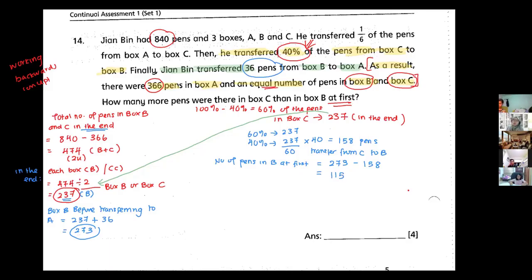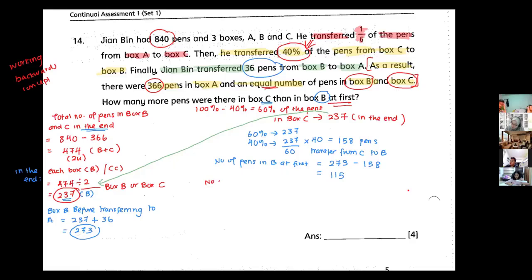Do I stop there? No, because I'm not done yet. Now I have my B already, but I don't have a complete C yet. So we go backwards again. Then you look, he said he transferred 1/6 of the pens from A to C. Now we have that clue there. We work with that.